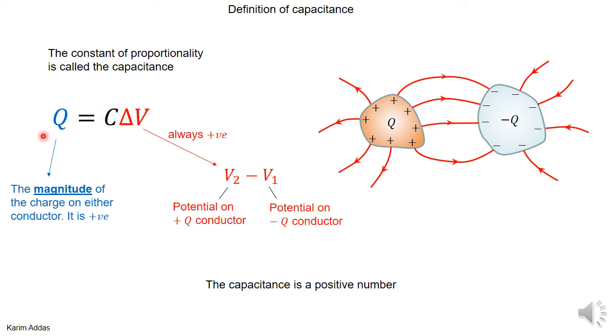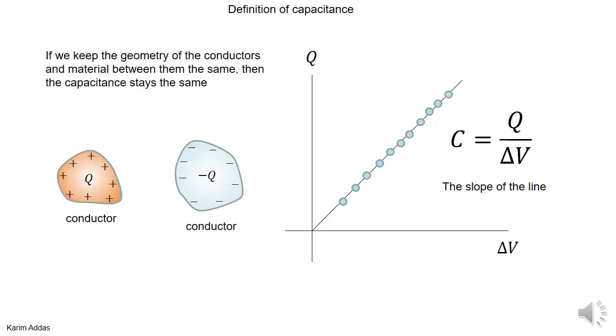So the charge Q is the magnitude of the charge on either conductor. It's a positive number. The potential difference is the potential on the plus conductor minus the potential on the minus conductor, so it's always a positive number also. So the capacitance itself is a positive number. The capacitance can also be seen as the slope of this line, because if you take the slope of the line, you get the charge over the potential difference. That's what the capacitance of this capacitor is. It's basically the slope of this curve.